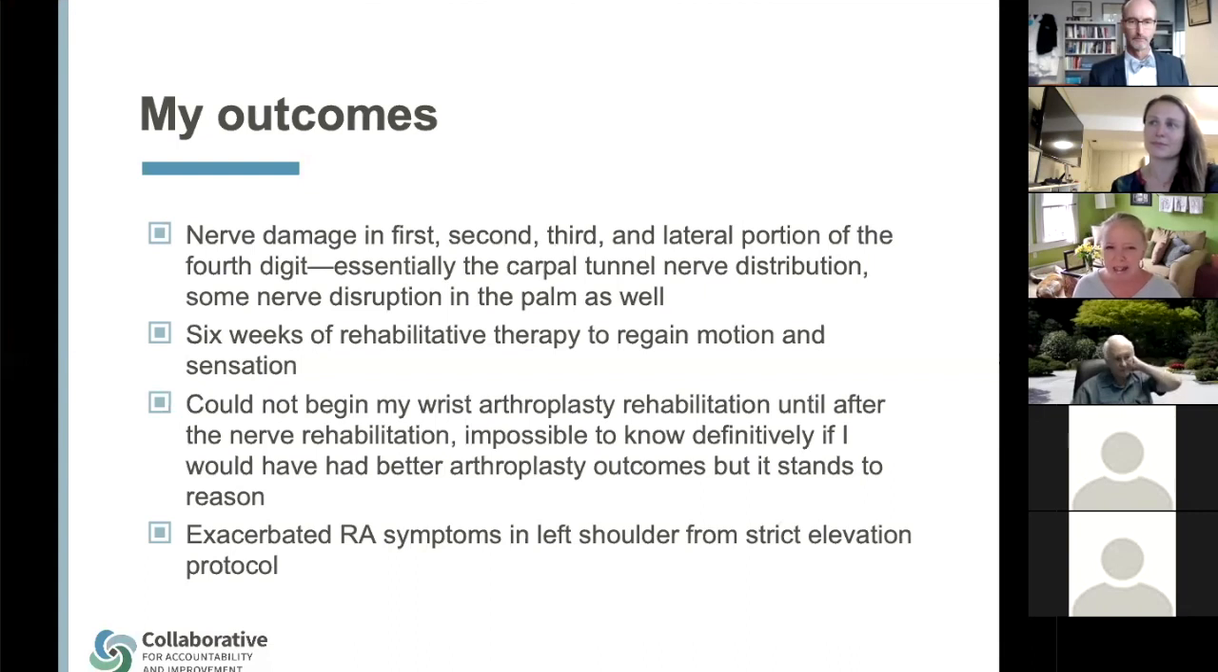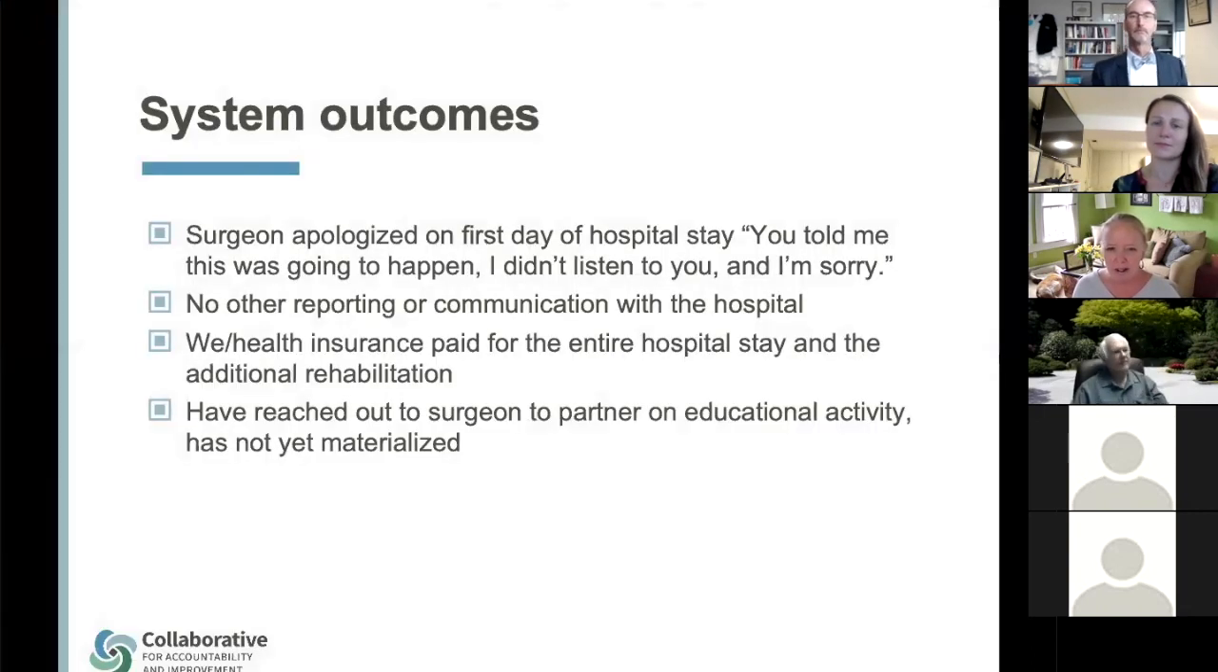If we go to the next slide, these are more the big picture outcomes. So the surgeon did apologize, and to his credit, in his apology, he validated. I mean, he said, "You told me this was going to happen and I didn't listen to you, and I'm sorry." So that did feel good. I was glad that happened.